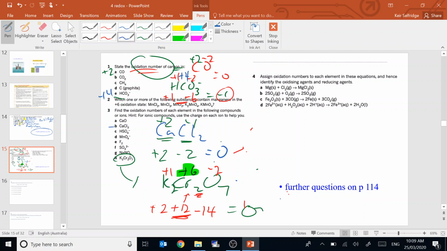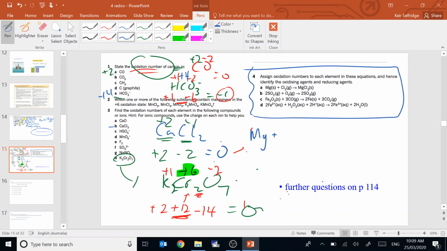This is actually using oxidation numbers for what they're for. This question tells us that we have to use oxidation numbers, so find them first and then identify what's going on. So if I pick maybe the first one, Mg goes into MgCl2.